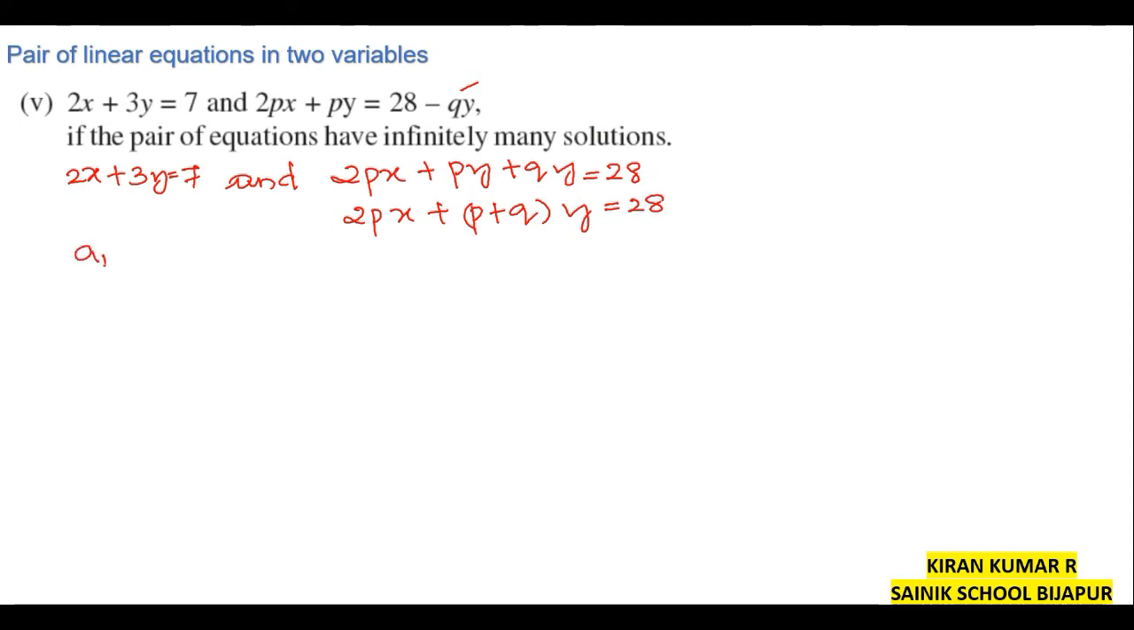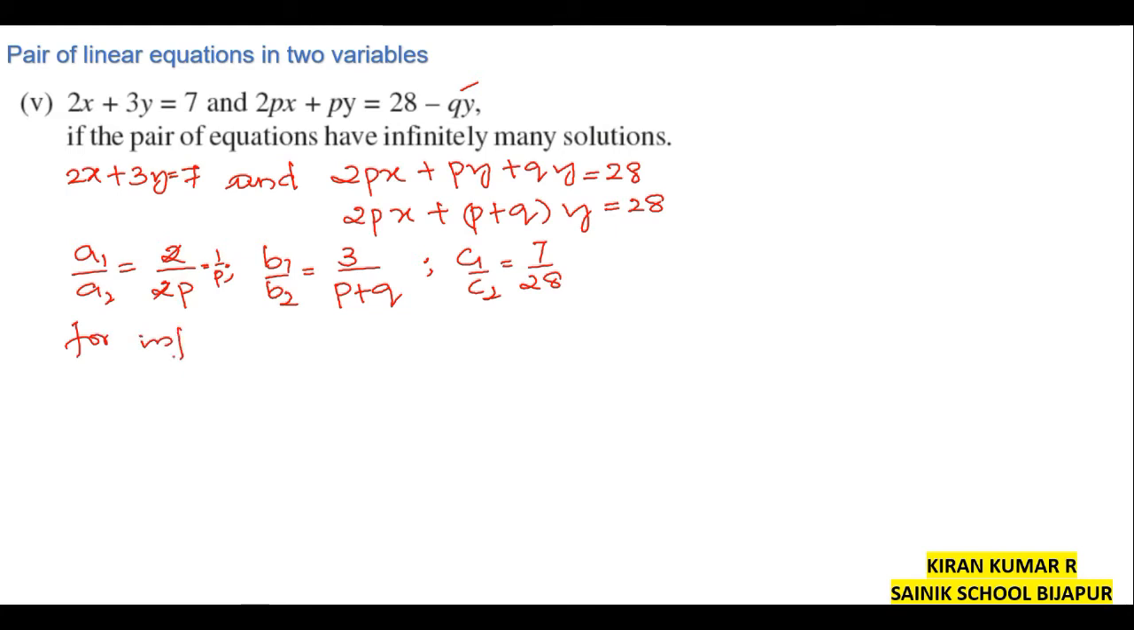Now we can find the value of a1 by a2. a1 by a2 is 2 upon 2p, b1 by b2 is 3 upon p plus q, and c1 by c2 is 7 upon 28. Here 2 and 2 will get cancelled. You will be getting 1 by p.